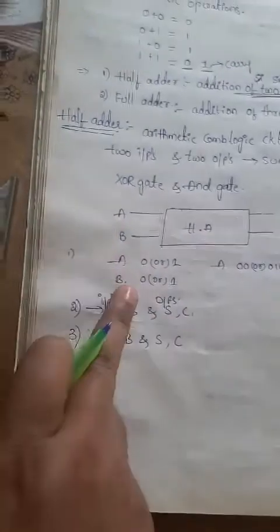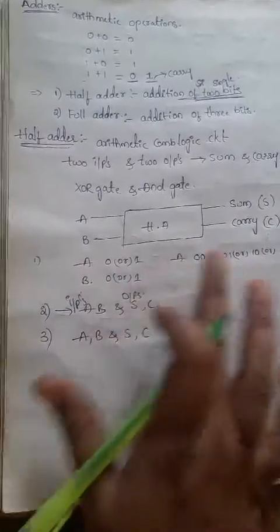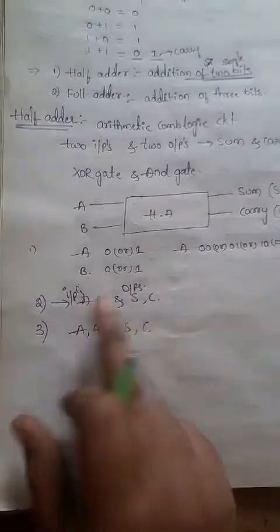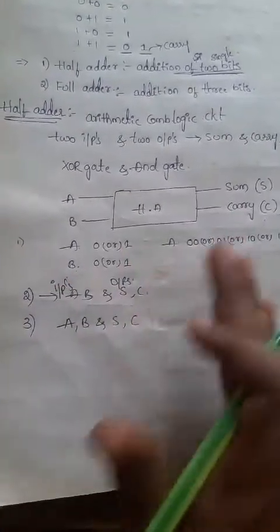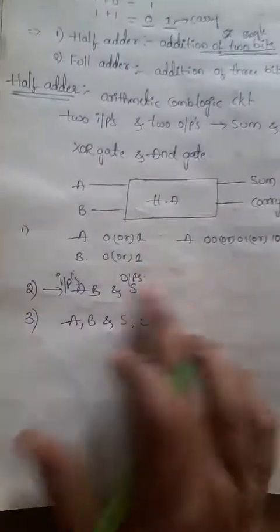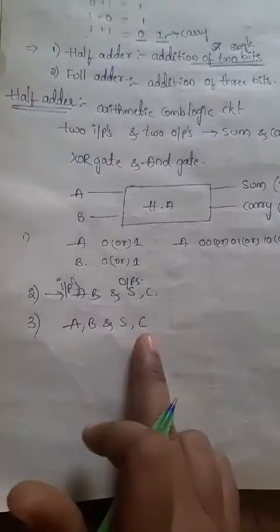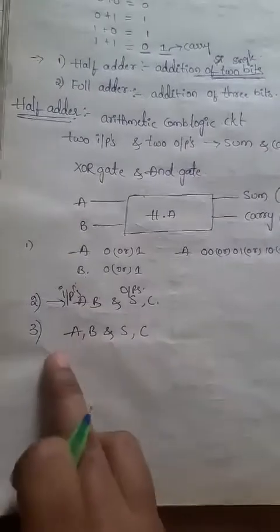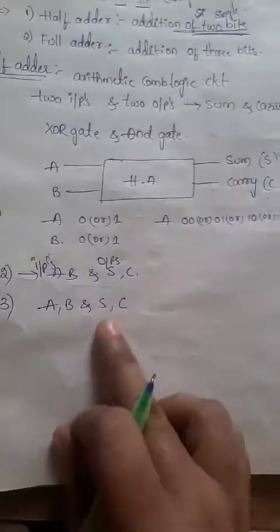So the first step is the problem statement, which means adding two single bits. The second step is to determine the input variables and output variables, and how many we will have. The third step is to assign the letters and symbols. For inputs I can assign A and B, and for outputs I can assign S and C. So that is clear.